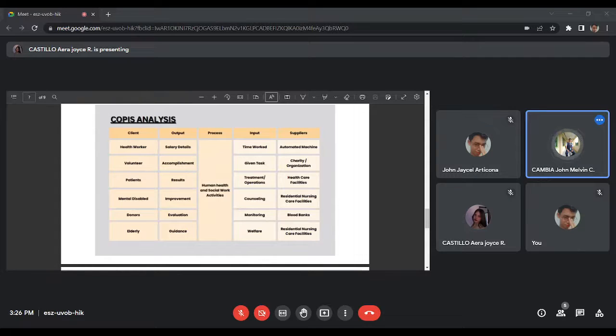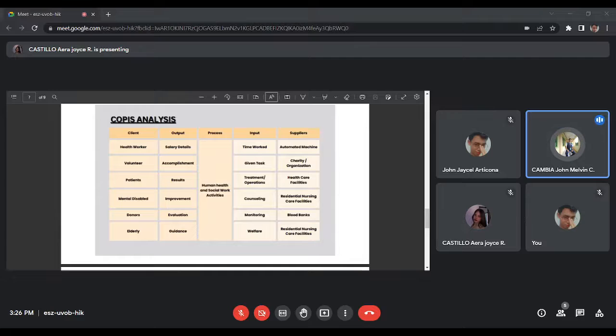It could be the next functional area. It could be the actual external customer. All of your outputs go to some customer somewhere who has expectations and requirements for your output. In output, we will see the salary details, accomplishment, results, improvement, evaluation, and guidance. These are all outputs indicated on the client side of the table.